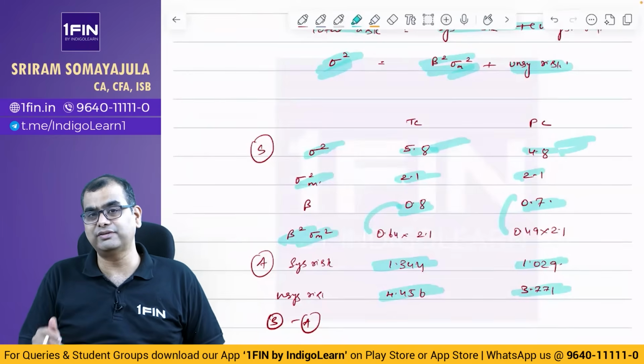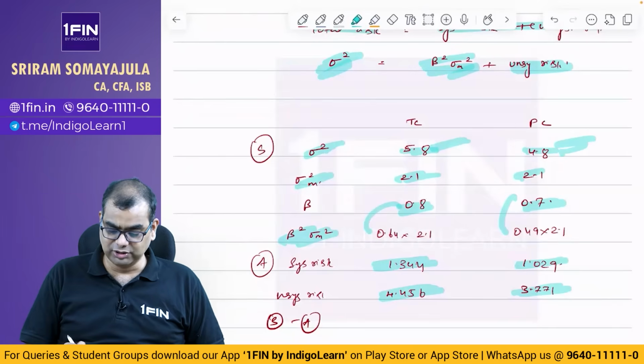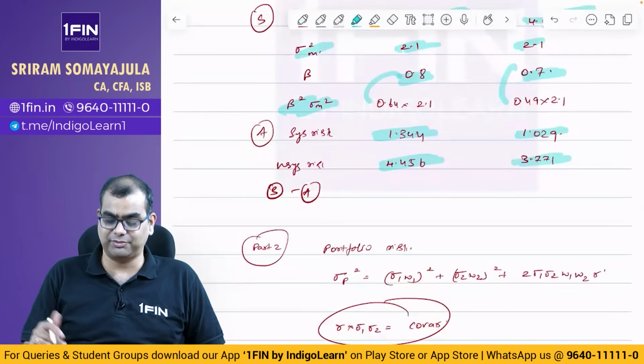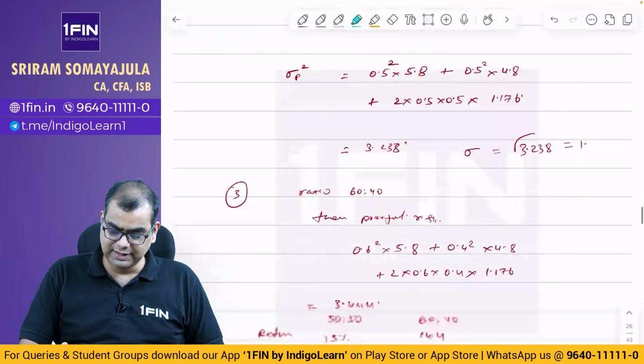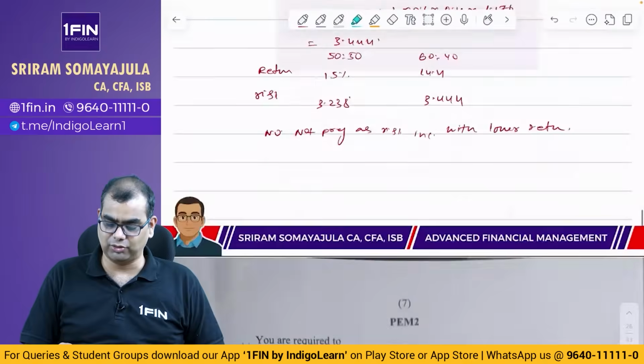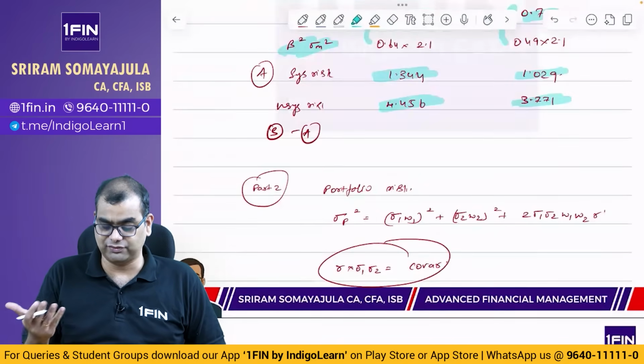Now, are you supposed to give this unsystematic and systematic risk in variance form or standard deviation form? I would say give it in variance form, because it is not clear, right? They just said systematic, unsystematic risk. That's all. So you give it in variance form only. As far as I know, if they say you have to give it in standard deviation form, I'd be surprised.